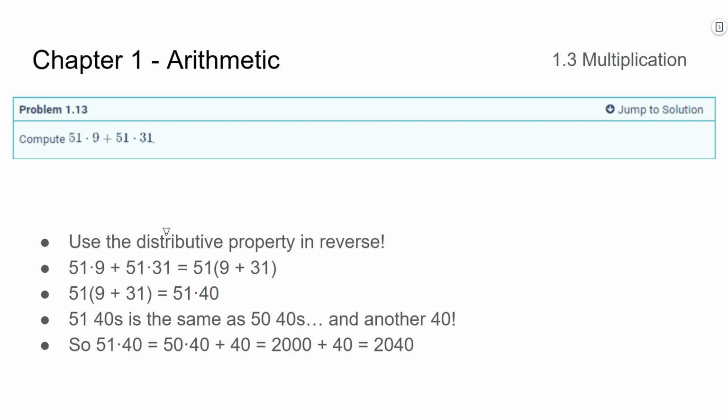The way you do that is instead of just multiplying this out, you can do 51 times 9. I know you know how to do that. You can do 51 times 31. I know you know how to do that. And you can add them together. But there's a much easier way. You can just reverse the distributive property, because look at this. It looks like 51 has already been distributed. You have a 51 here and a 51 here. You can just reverse that out.